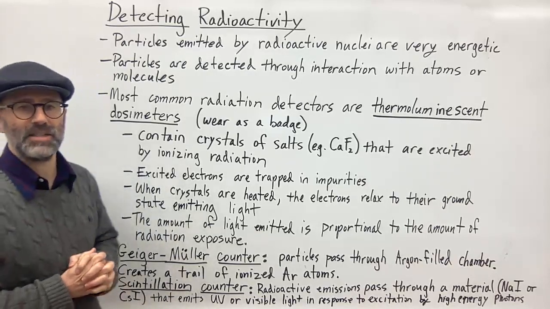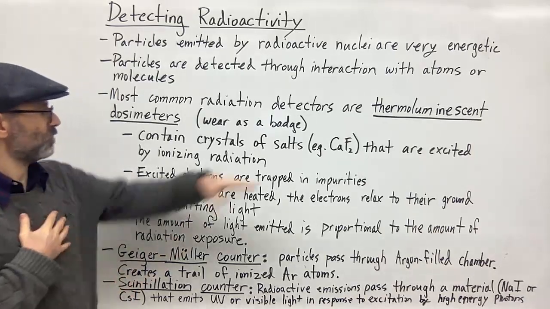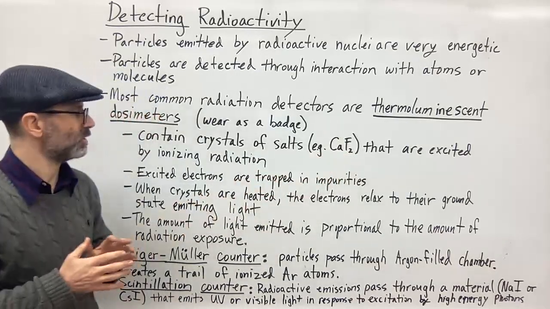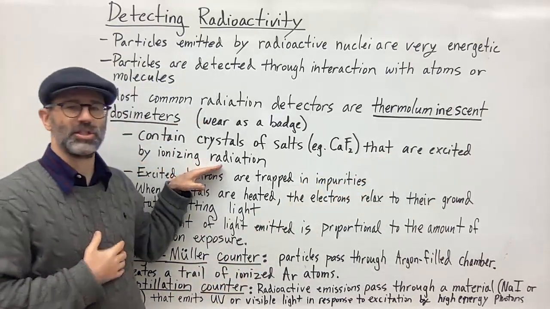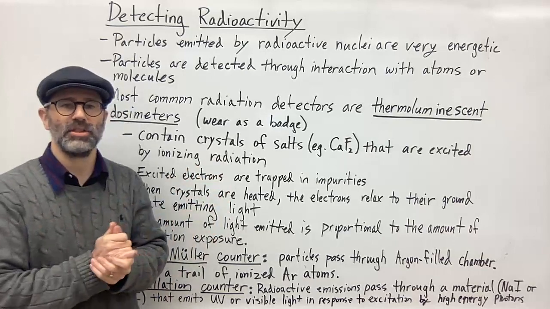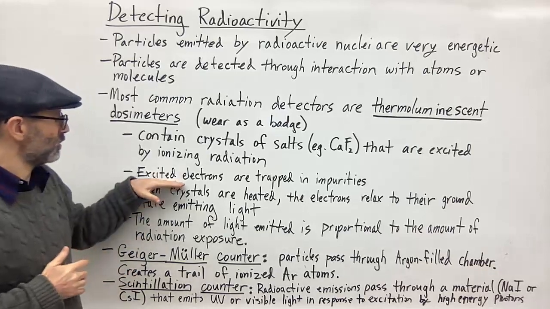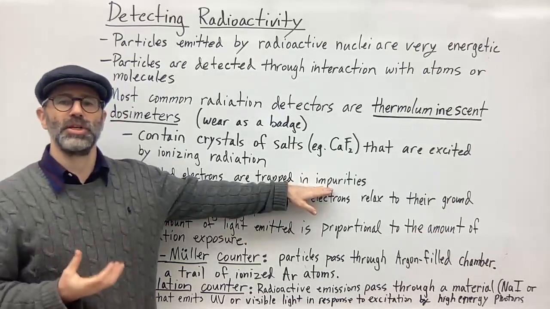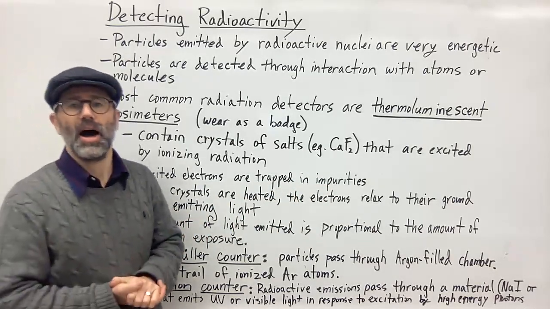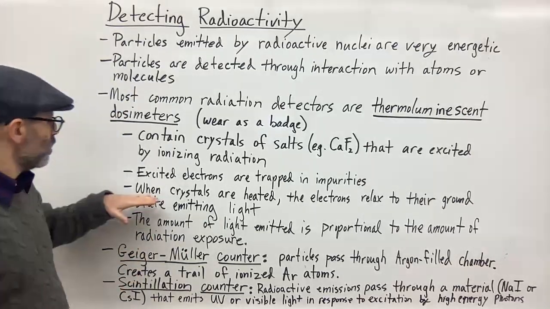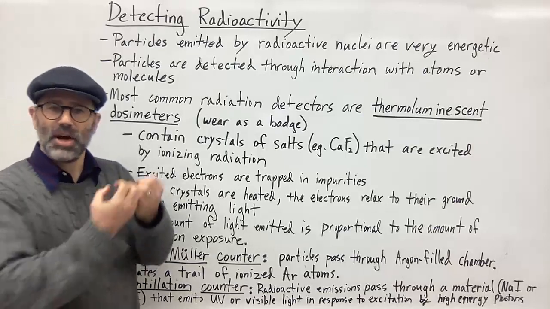These thermoluminescent dosimeters contain crystals of salts, which could be something like calcium fluoride salts. These crystals are excited by ionizing radiation. So the particles come in, they ionize the crystals, and then the crystals become excited. The excited electrons in the crystals are trapped by impurities, and these impurities are purposely put into the crystals for the purpose of trapping the excited electrons. Then, when the crystals are heated, right?